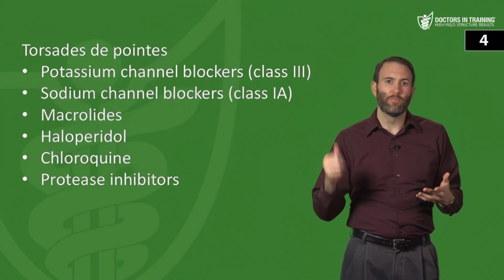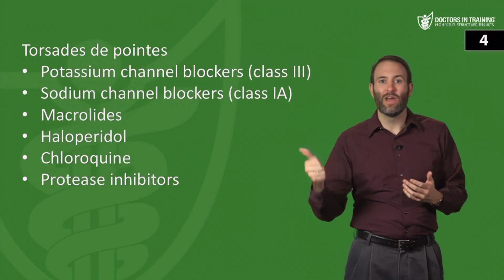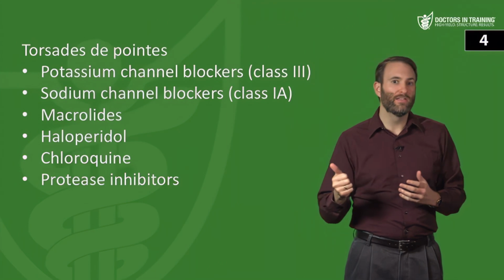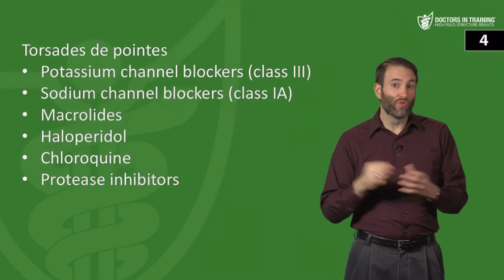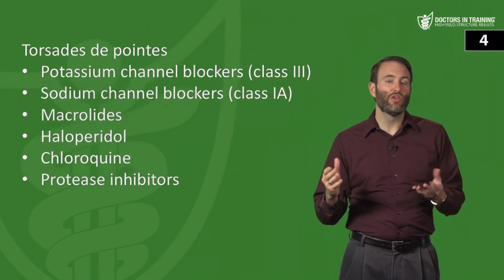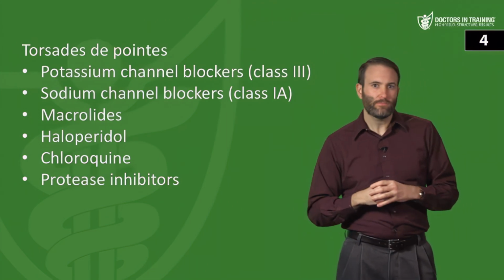So let me go through those again. Potassium channel blockers, class 1A sodium channel blockers, macrolides, haloperidol, chloroquine, and the protease inhibitors. And what was the treatment of choice for torsades? That's going to be, you're going to push IV magnesium.